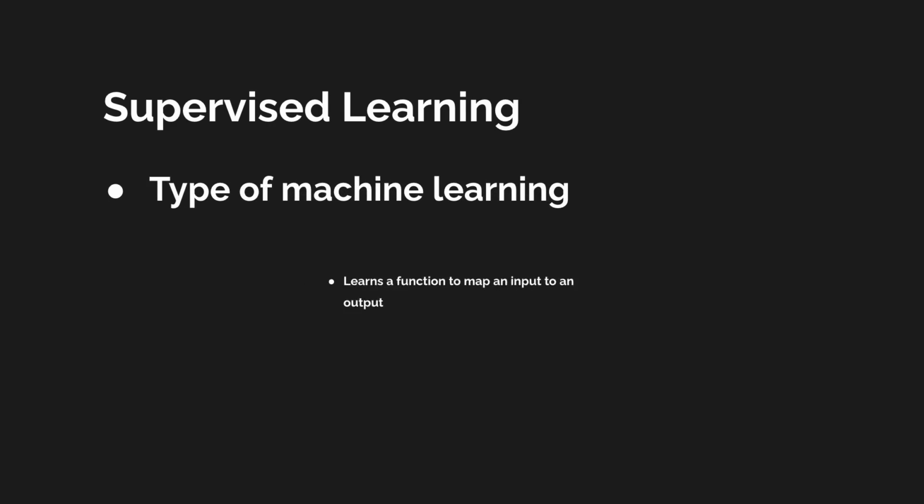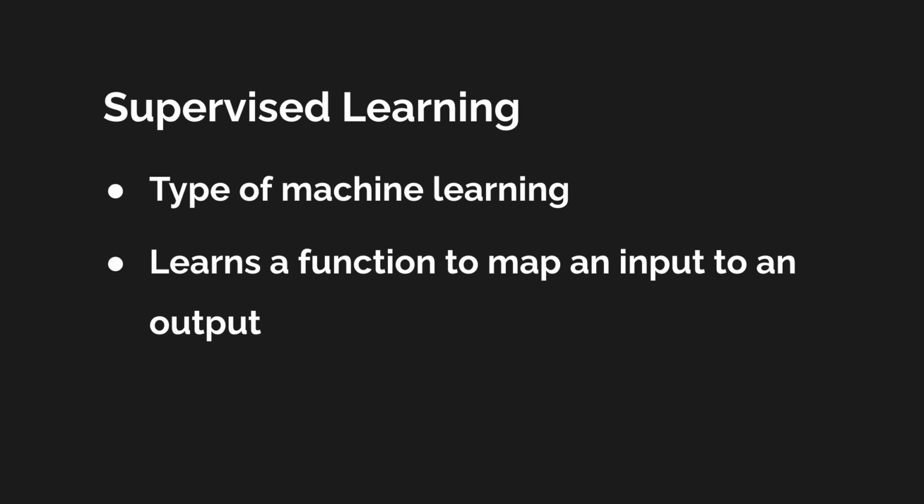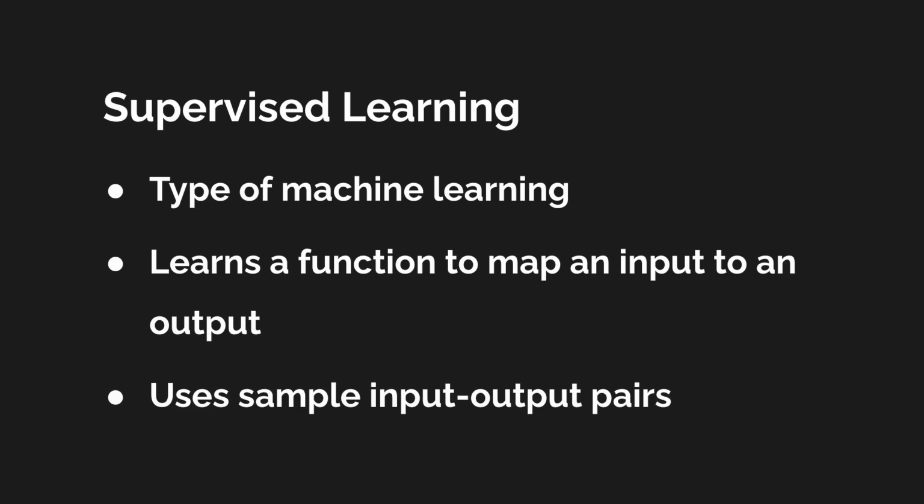Supervised learning is a type of machine learning, and it learns a function to map an input to an output. It does this by using sample input-output pairs. So we're using labeled data in supervised learning. That's why it's called supervised, because you're going to train your model with labeled data. For example, if you're training your model to determine between cats and dogs in an image, then you're going to label images. This image has a cat, this image has a dog. And your neural network is going to use that label data and those labels to learn.